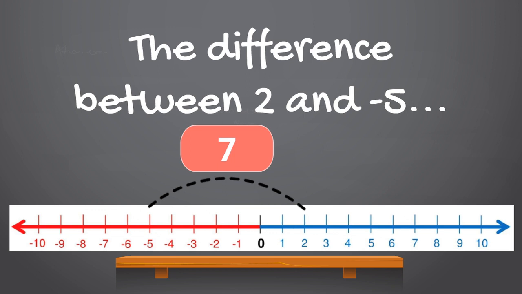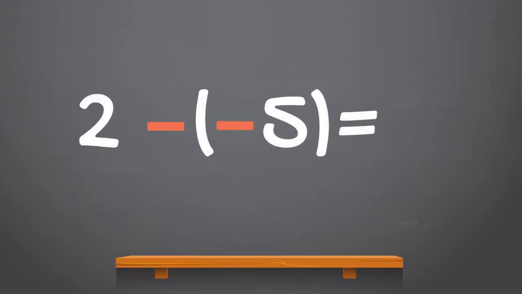Now number lines are great, don't get me wrong, but you're not always going to have one available, especially if you have a bigger number. So it's good to have a second strategy for solving these types of problems. So let's just write down our numbers. We have 2 minus -5 is equal to something.